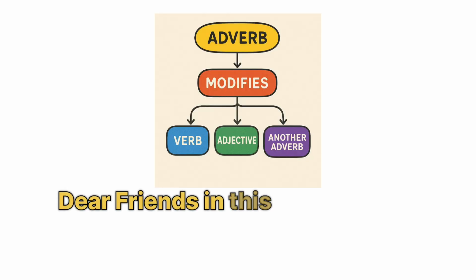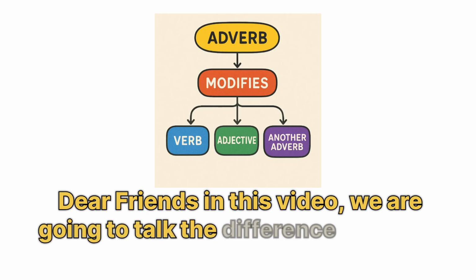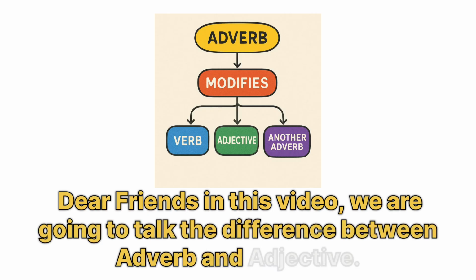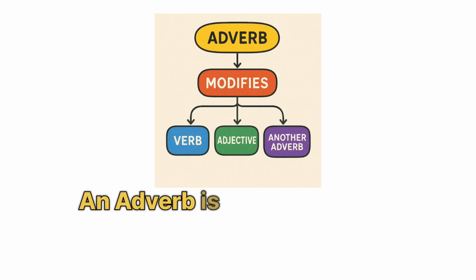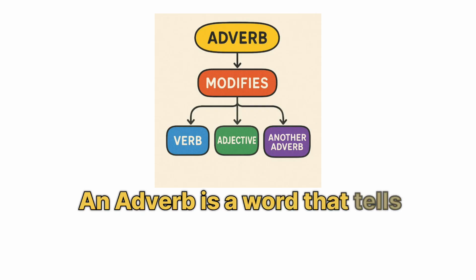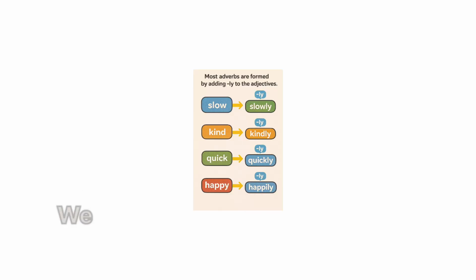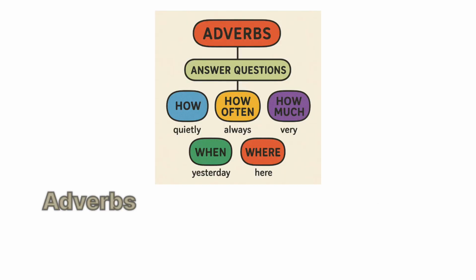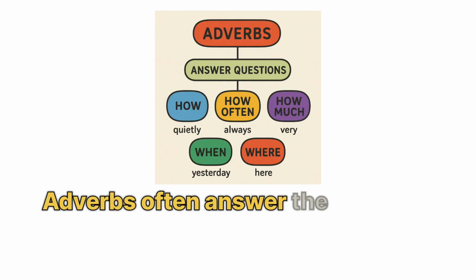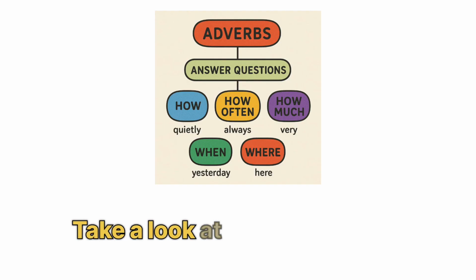Dear friends, in this video, we are going to talk about the difference between adverb and adjective. What is an adverb? An adverb is a word that tells something more about a verb, adjective, or other adverb. Sometimes we add ly to adjectives to form adverbs. Adverbs often answer the questions when, where, how often. Take a look at these examples.